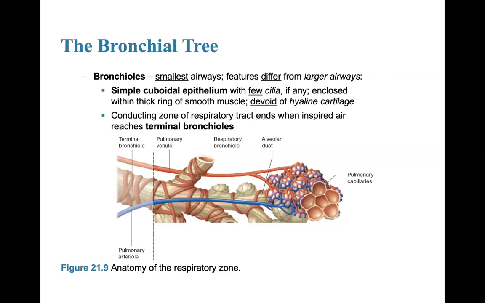The conducting zone of the respiratory tract will end at the bronchioles when inspired air reaches the terminal bronchioles. And once you get into the terminal bronchioles, that's going to feed into these alveoli here, which are these little air sacs. And you can see every single alveolus is surrounded by capillary networks. And again, this is going to be the interface for the gas exchange to occur between the air, which is brought in by the atmosphere, as well as the blood, which is being brought by the capillaries.